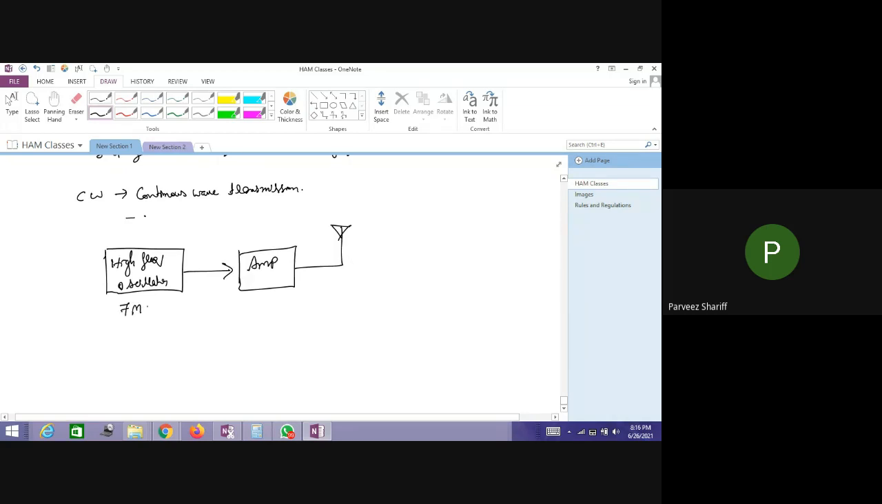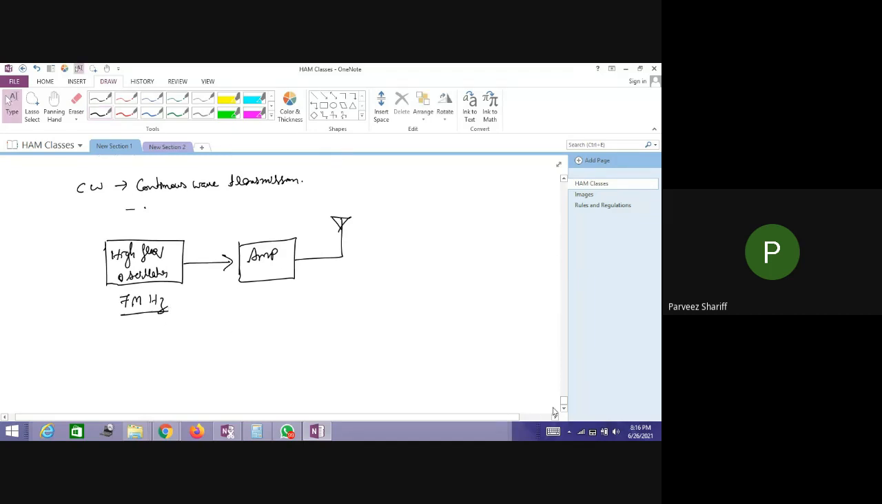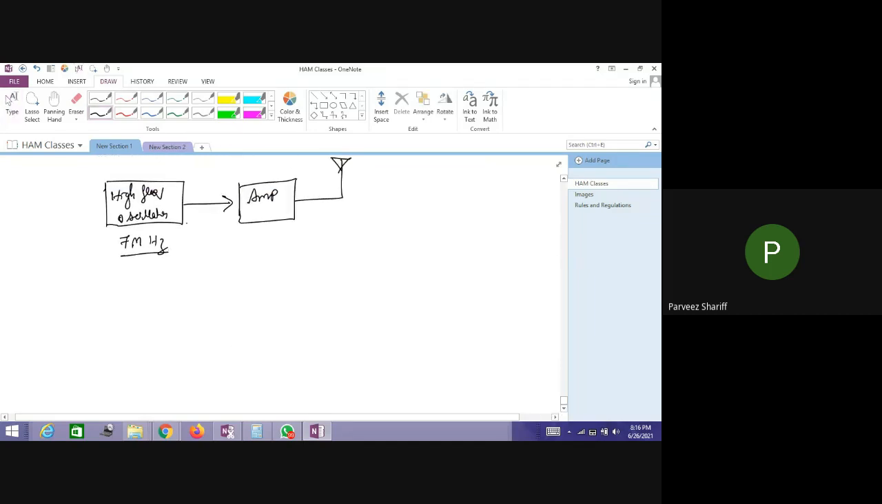Suppose I am transmitting this Morse code or CW transmission at 7 megahertz. I transmit. Then at some point, some user has to receive this. So what should be the receiver setup? The receiver should have... we cannot directly give this to a speaker by an antenna.